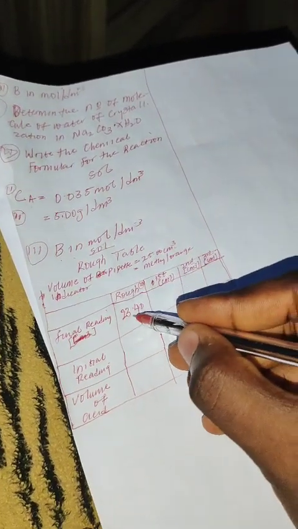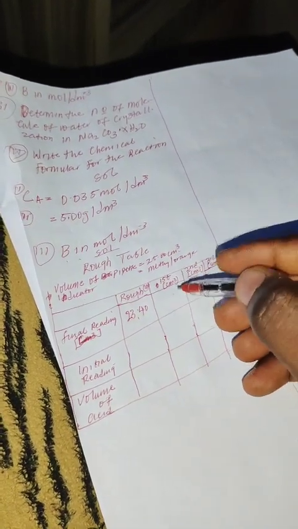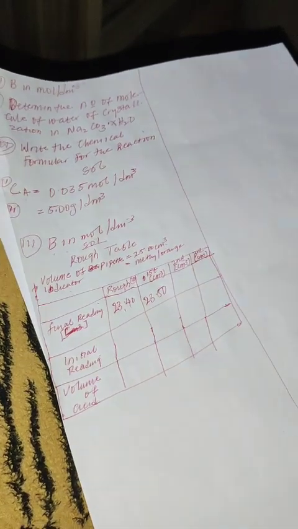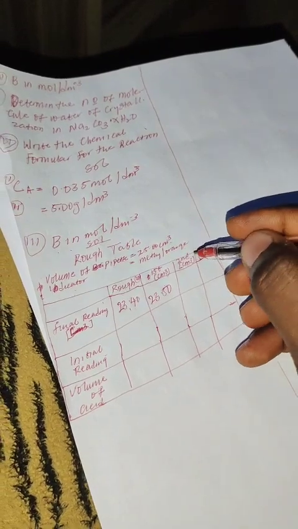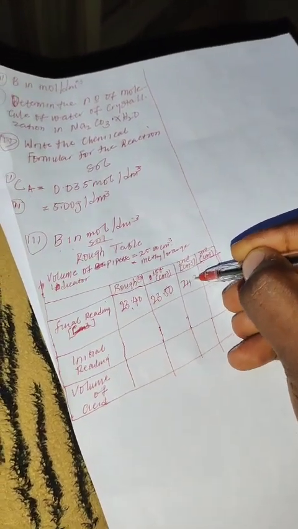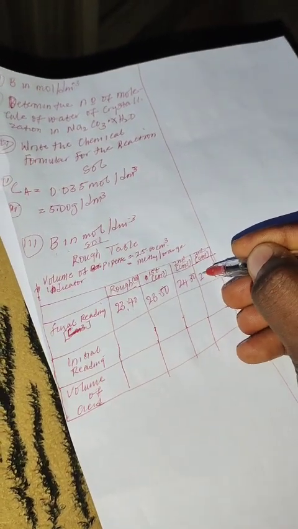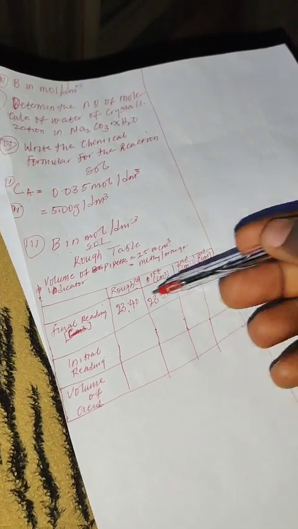So if the rough is 23.40 cm³, the first titration we carried out was 23.50. Then we did another titration and had 24.30. We did another titration, then we had 23.80. And these are my parameters.